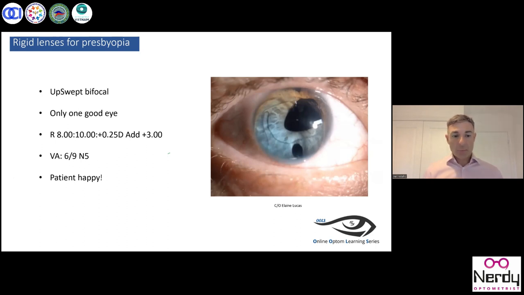And this is a case where someone hasn't necessarily got the best vision, you know, 6/9 and N5, but is really successful with contact lenses and happy with what they're achieving. So don't think it's only for those with perfect vision. This person enjoys having an upswept bifocal lens and only actually has one good functioning eye, and it's working for them. So again, it's all about that expectation setting as well.